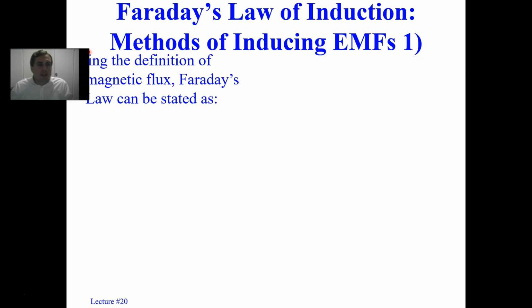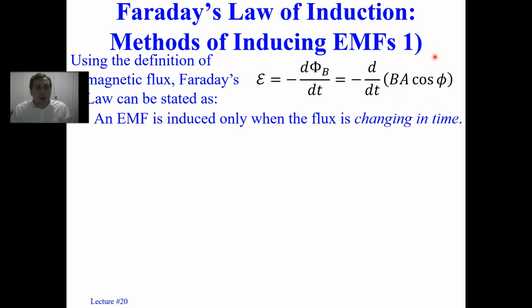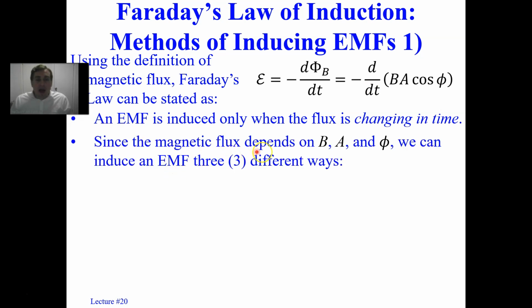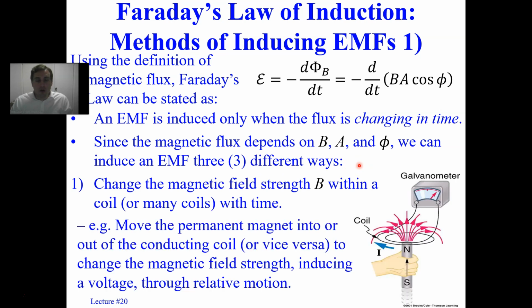Using the definition of magnetic flux, Faraday's law can be stated as minus d by dt of B A cosine phi. So an EMF can be induced only when the flux is changing in time. Since the magnetic flux depends upon B, A, and phi, we can induce the EMF three different ways. The first is to change the magnetic field strength, B, within a coil or many coils with time.